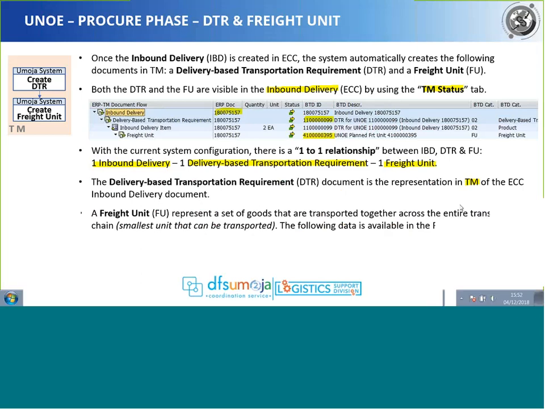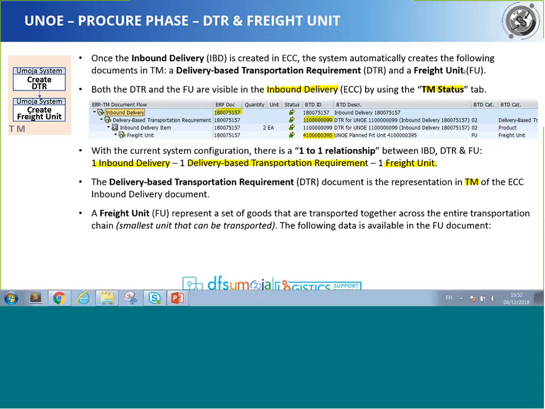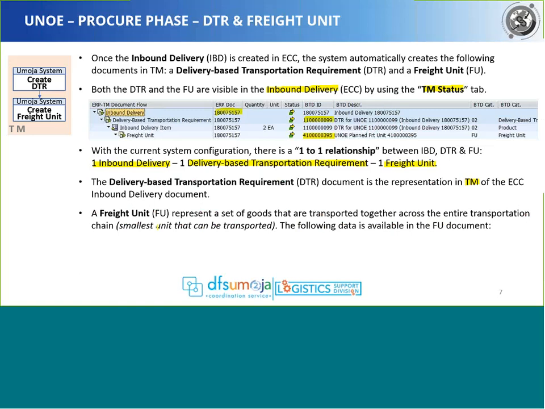And the freight unit represents a set of goods that are transported together in the same shipment. Okay, so it's the smallest unit that can be transported. So if you are the planner and you are planning the shipment, you can combine different freight units together in the same shipment. But the freight unit is the smallest part you can include in the same shipment.